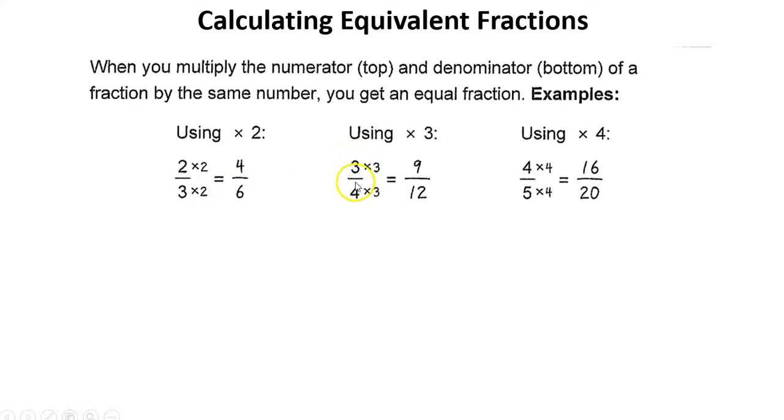They actually equal the same amount. I've got 3/4 and 9/12, they're equivalent. How do I know that? Because I've multiplied my 4 by 3 and my 3 by 3. I've multiplied my numerator and denominator by the same number. Again, I've got 4/5 and 16/20. How do I know that they're equivalent? Because I've multiplied my numerator and my denominator by 4 in this case.